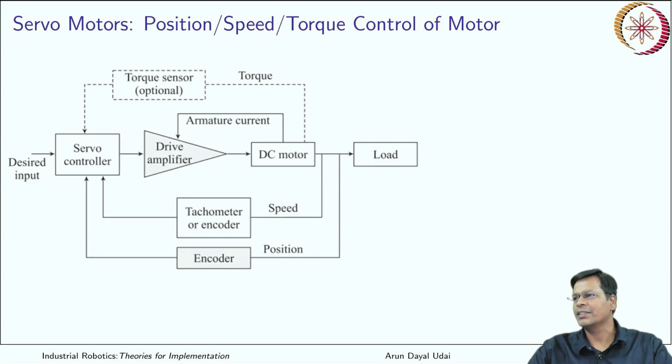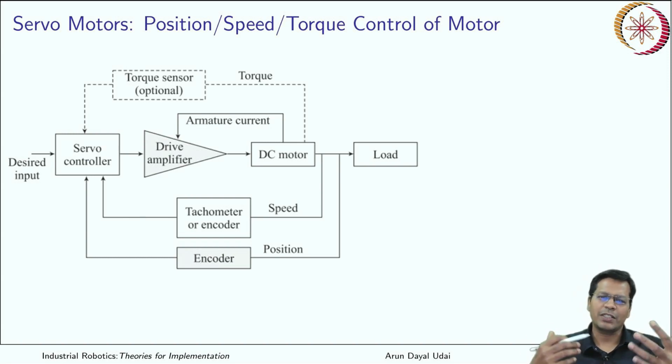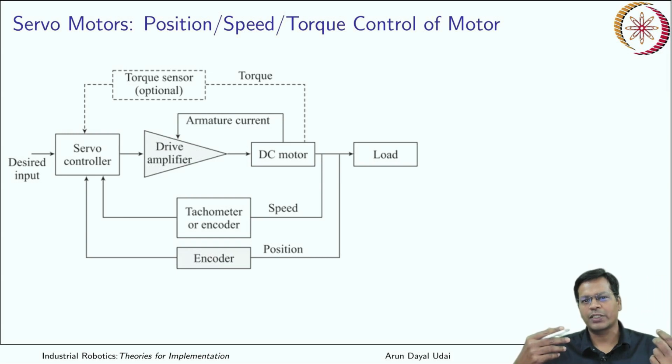So what exactly is a servo motor? So you see, servo means feedback. You saw your DC motor, as soon as you give it a voltage, it starts moving, right? It will start spinning. But if you want to stop it at a particular position, you have to be very specific about the kind of controller which it can use.